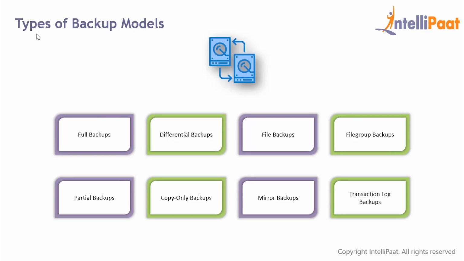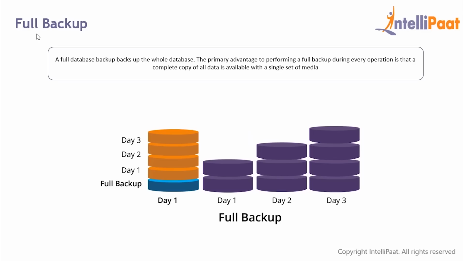These are the different types of backup models which we can use: full backups, differential backups, file and file group backups, partial backups, copy-only backups, mirror backups, and transaction log backups. A full backup, as the name implies, backs up everything. It is the foundation of any kind of backup. This is a complete copy which stores all the objects of the database, that is tables, procedures, functions, views, indexes, so basically everything. The full backup will be able to easily restore a database in exactly the same form as it was at the time of the backup.